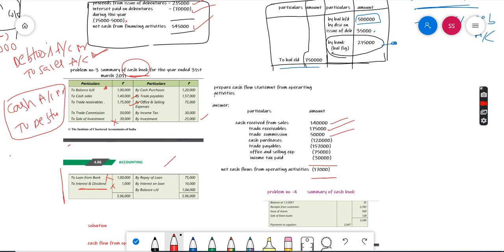All right. Okay, so cash purchases is 1,20,000. So deduct that. Trade payables, again we have bought the goods on credit basis. Now we have paid the money, 1,57,000. Office and selling expenses 75,000. Income tax paid 30,000. So the remaining is the net cash flow from operating activities. So this is the direct method, which is easy. In the next class we will continue with the fourth question.